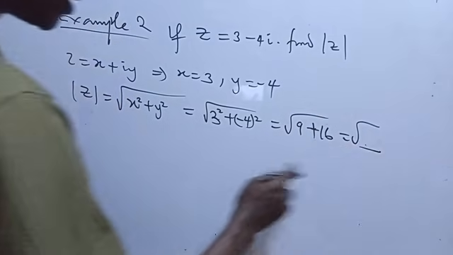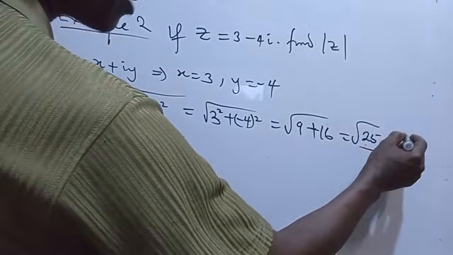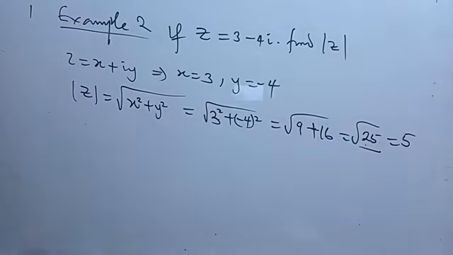So when you add 9 to 16, you have 25. And what is the square root of 25? That is 5. So that is that about that.